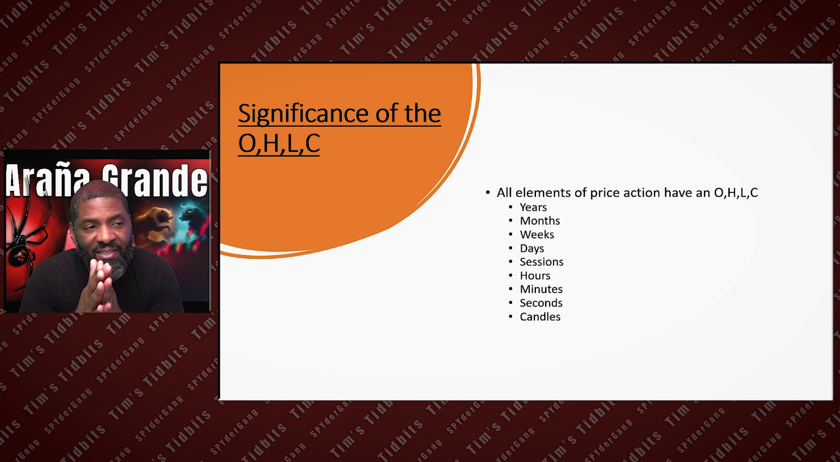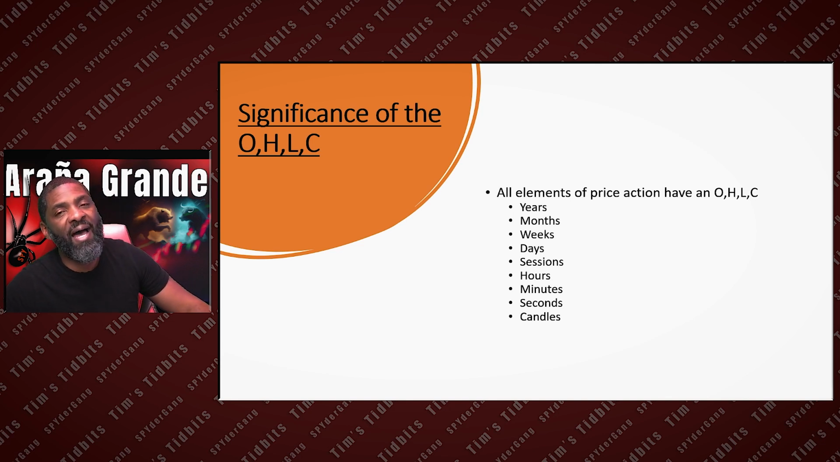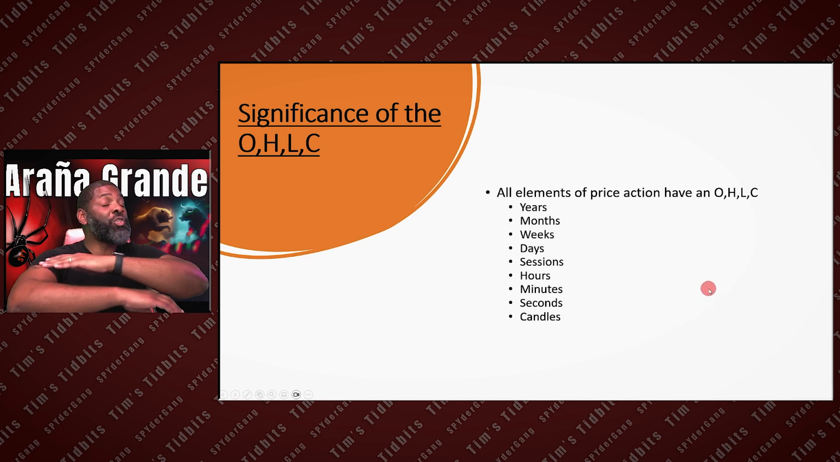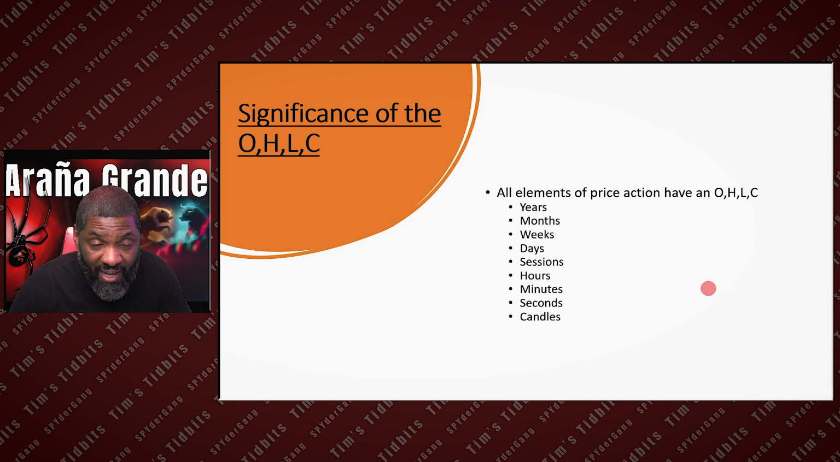Now, the significance of the open, high, low, and close is that every element of price action has an open, high, low, and close. It can be years. It can be months. It can be weeks, days, sessions, hours, minutes, seconds. Every single candle, every single time period has an open, high, low, and close. You can track everything by the open, high, low, and close.